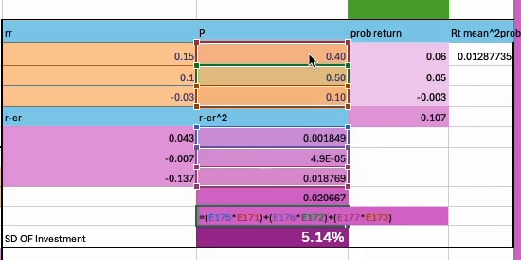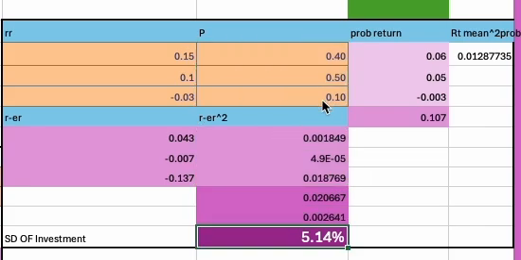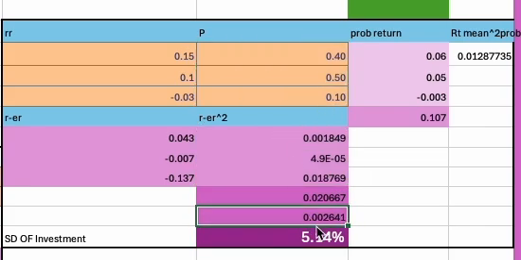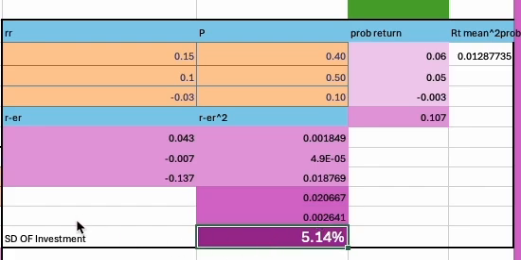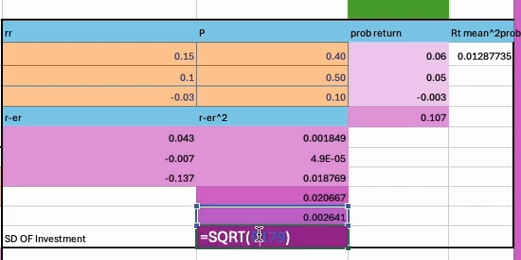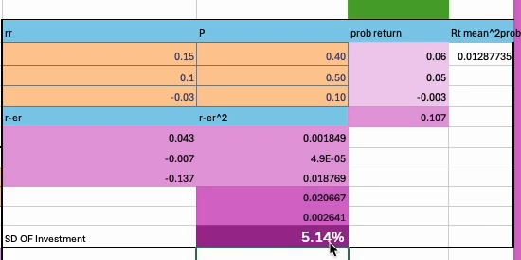Then you can take your first probability that we just calculated here, multiply that by your 0.4, and have those in parentheses, and then you're going to add. You're going to do the same thing: drop down one, go up, and go to the next probability, and add it again, then drop down one and go back up to the next probability, which gives you 0.002641. Now, calculating our standard deviation of investment, what we do is take the square root of this, our variance, which gives us 5.14.